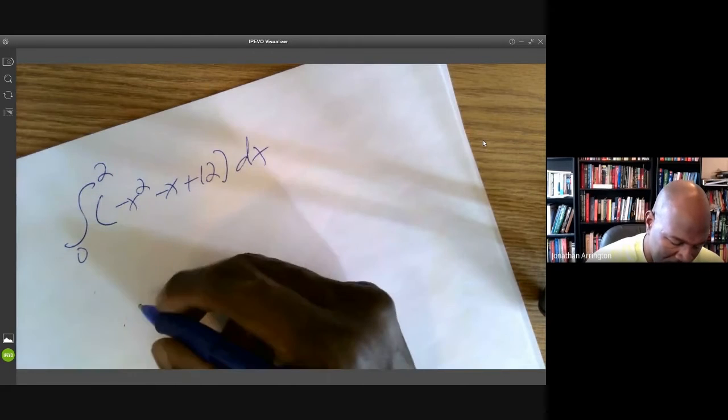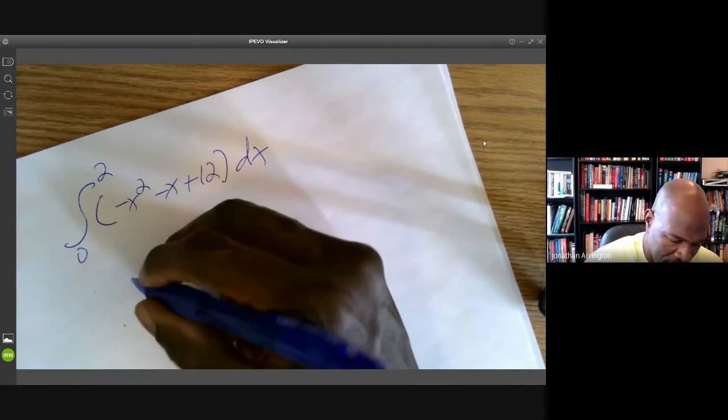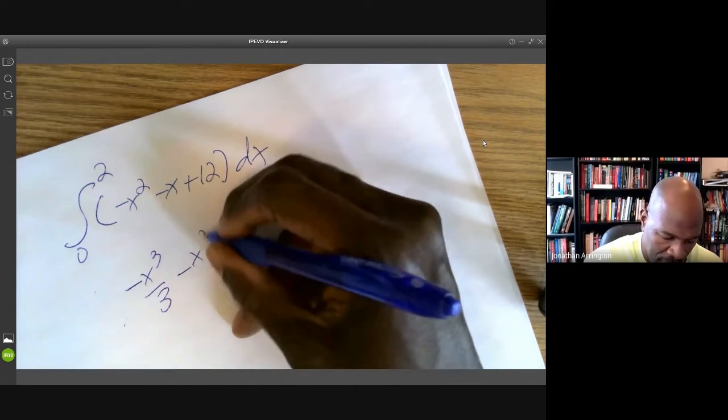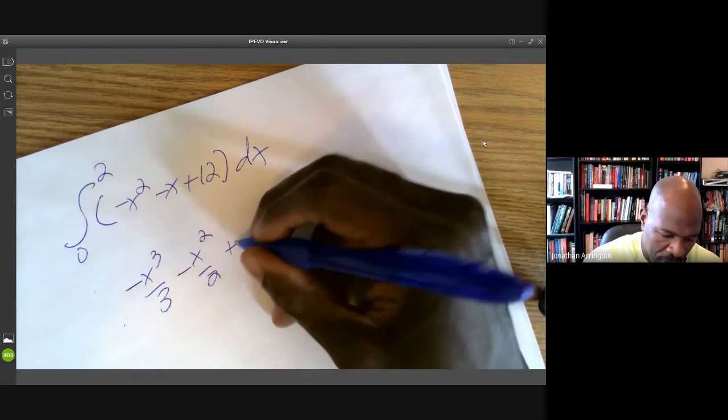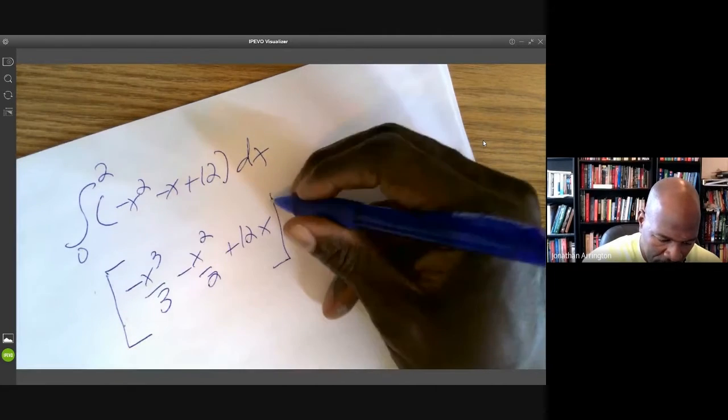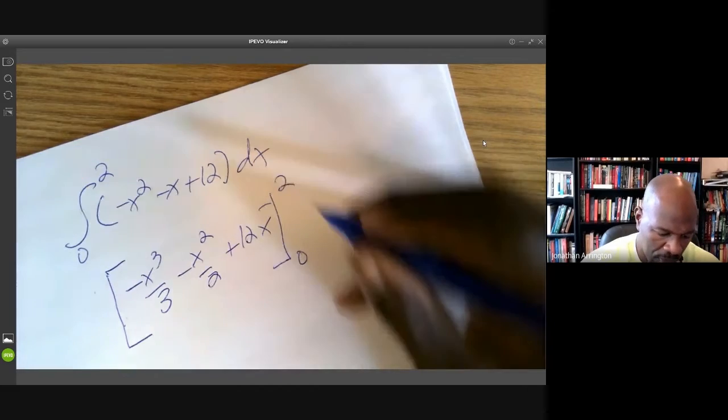So let's find the antiderivative. For negative x squared, we'll get negative x cubed over 3. For negative x, we'll get negative x squared over 2. And for 12, we'll get 12x, to be evaluated from 0 to 2.